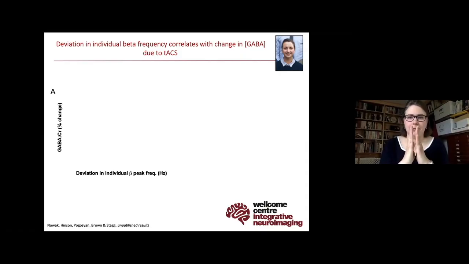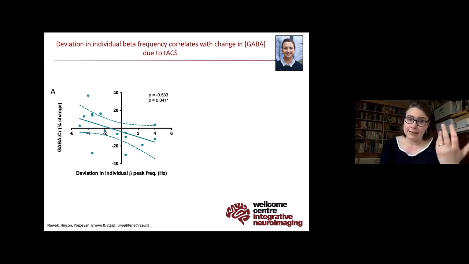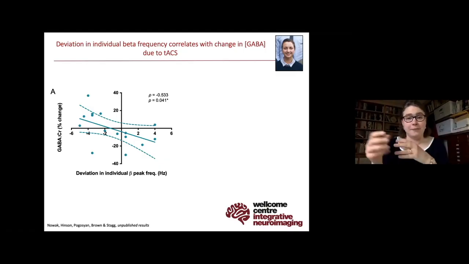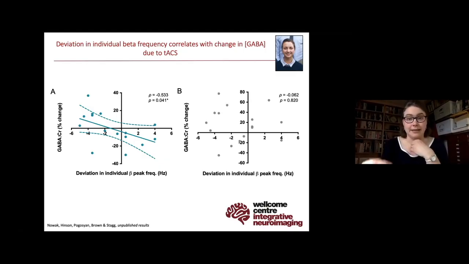So you might imagine that some people's individual beta frequency is higher than 20 Hertz, and what 20 Hertz tACS might be doing is slowing it down. Some people's may be slower than 20 Hertz, and therefore what the tACS is doing is speeding them up. So can we look at the deviation from 20 Hertz of that peak frequency and see if there's any changes in either glutamate or GABA that relate to how much individuals are having to change their frequency to match the tACS? And what we see is a linear relationship between GABA change and that difference in frequencies. And that's specific to GABA and it's specific to beta stimulation.